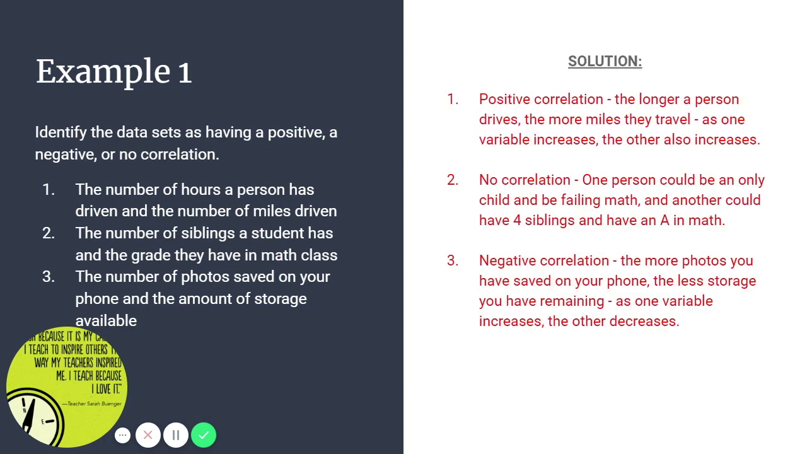Number 1 was a positive correlation. The longer a person drives, the more miles they travel. As one variable increases, the other one increases. Number 2, there was no correlation. One person could be an only child and be failing math, and another child could have 4 siblings and have an A in math. Number 3, negative correlation. The more photos you have saved in your phone, the less storage you have remaining. As one variable increases, the other decreases.